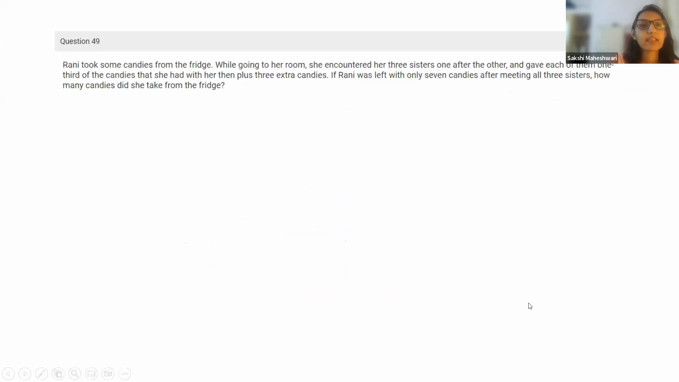Yeah. So now the next question is: Rani took some candies from the fridge while going to her room. She encountered her 3 sisters one after the other and gave each of them a third of the candies plus 3 candies. And she's left in the end with 7 candies. Now in this kind of question, see, one of the tricks is going from behind.